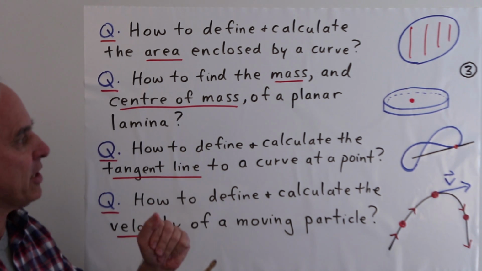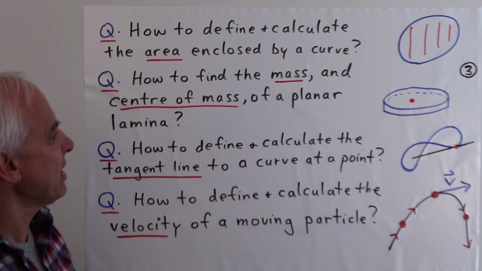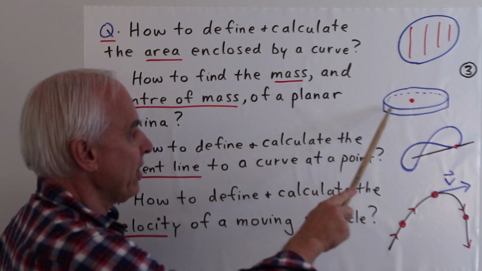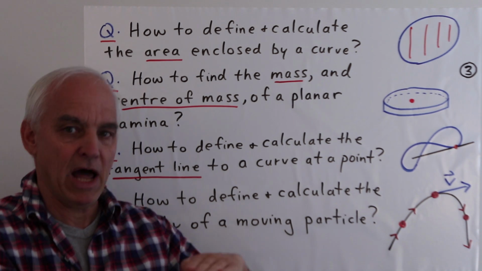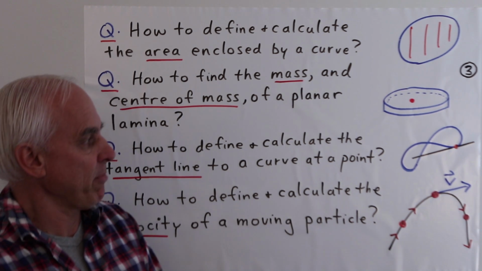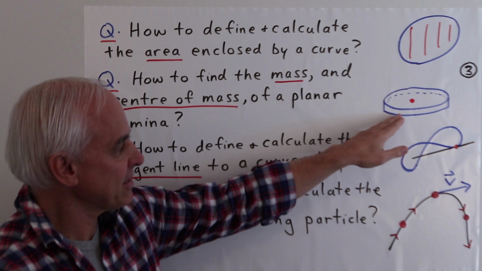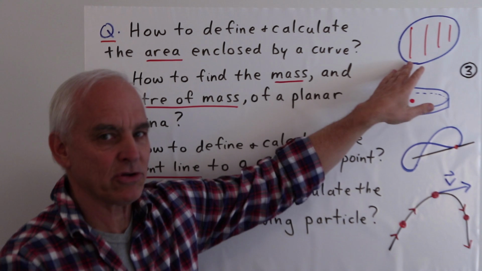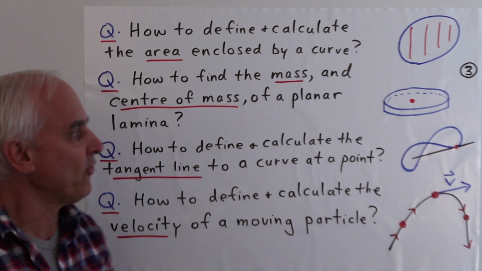A similar kind of motivating problem coming from physics is, how do you find the mass and then the center of mass of a planar lamina, like a piece of plywood that's cut out in a certain shape? Finding the mass of such a physical object, finding the area of such a geometrical object, they are pretty close to being the same thing.